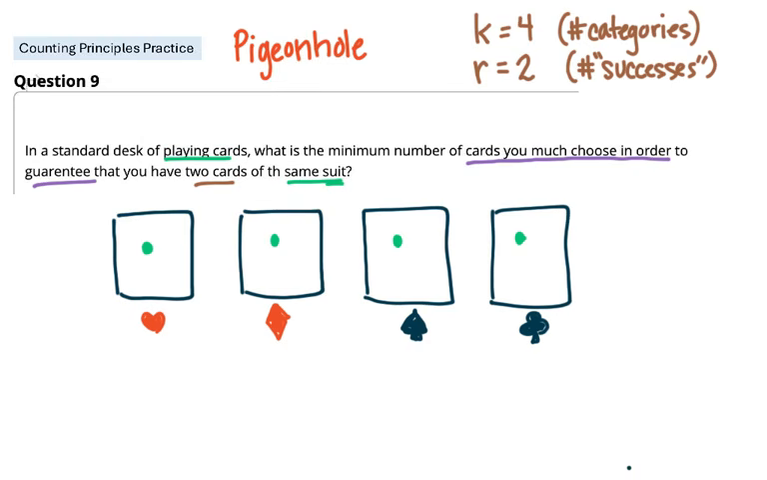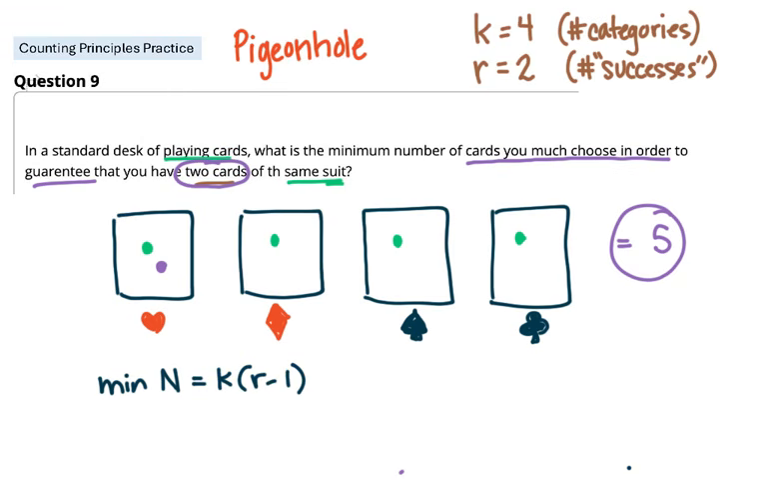The very next card that I choose, I have to put it somewhere. So let's say the next card I choose is a heart. Well, now I have the case that I did find 2 cards in the same category. So you can look, if those dots represent cards, we'd have to pick 5 cards in order to guarantee that we have 2 in the same category. And there's a math formula for this. So the minimum n that you would need is always just k(r - 1) + 1.